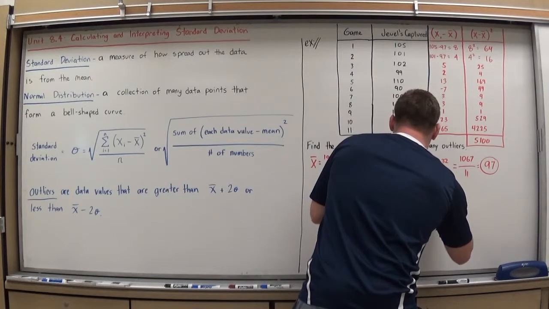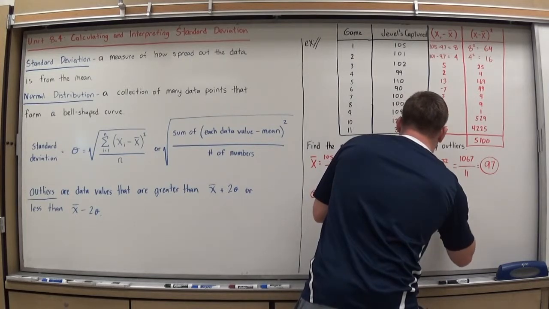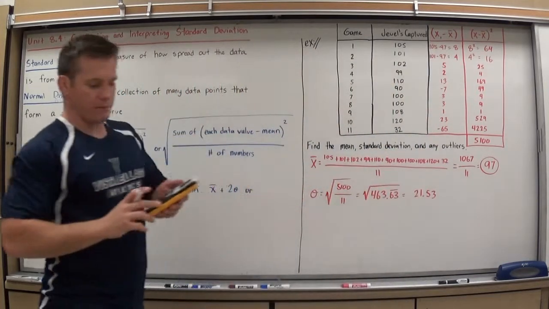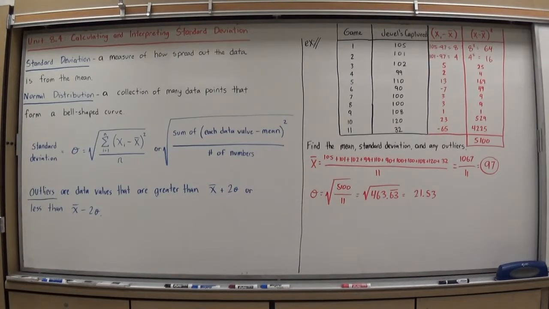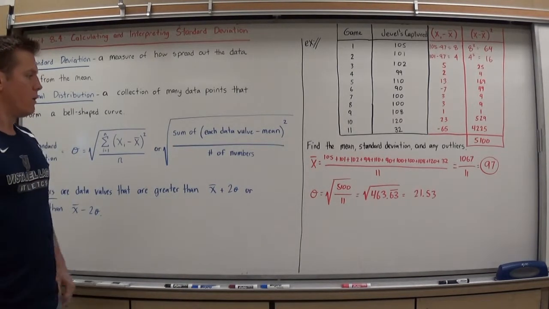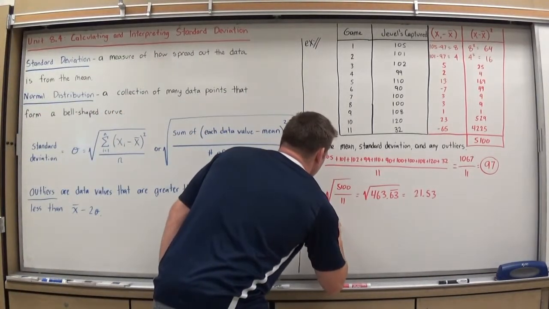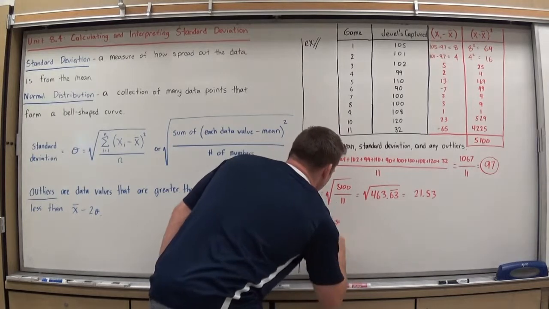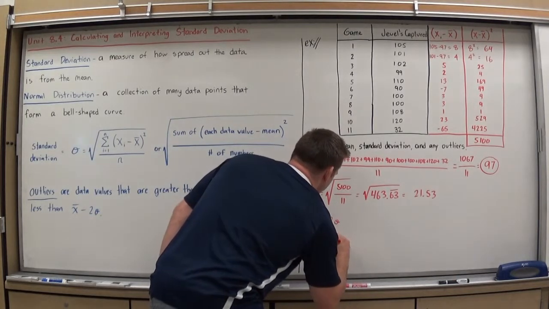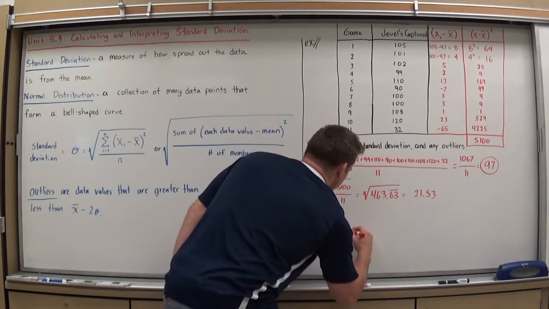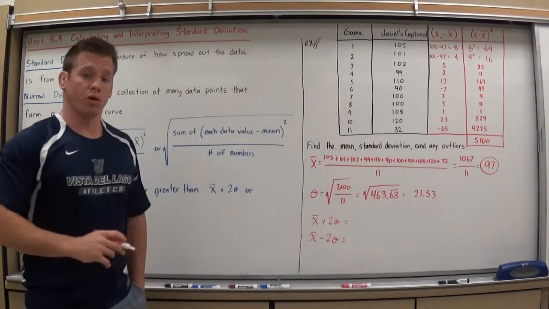So my standard deviation is looking to be around 21.53. And that is the number I will use to try to find an outliers now. So where do the outliers occur? Well, it's the mean plus 2 standard deviations, anything above that, or the mean minus 2 standard deviations. So I just have to work that out now.